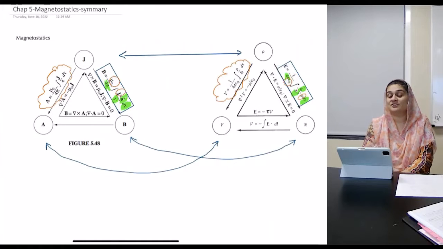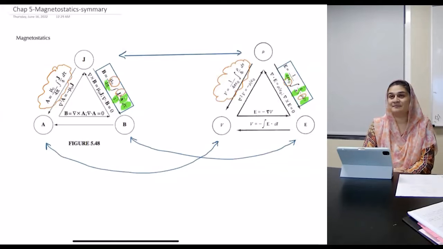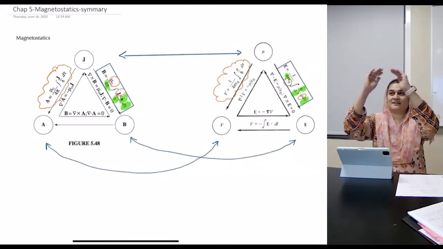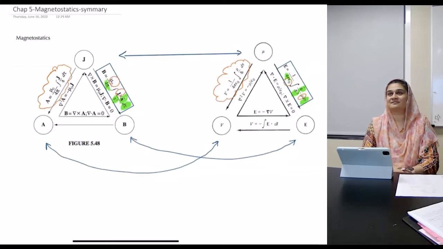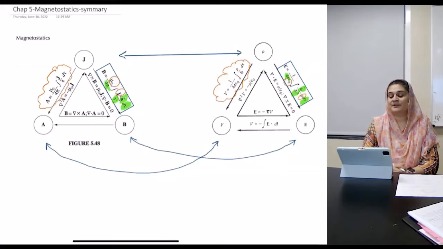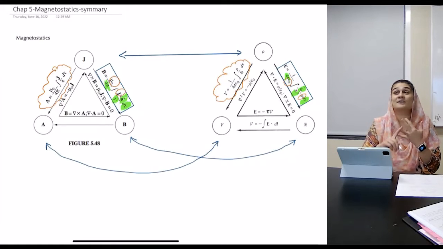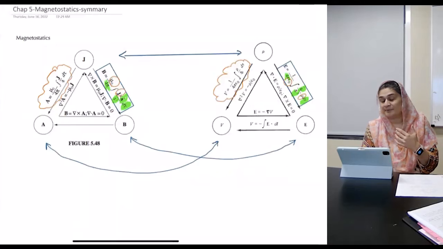And do we know what J is? Volume current density. Do you know what B is? So now I'm looking at the big circles around. Do we know what A is? Vector potential. Does it correspond to the scalar potential here on the right-hand side?